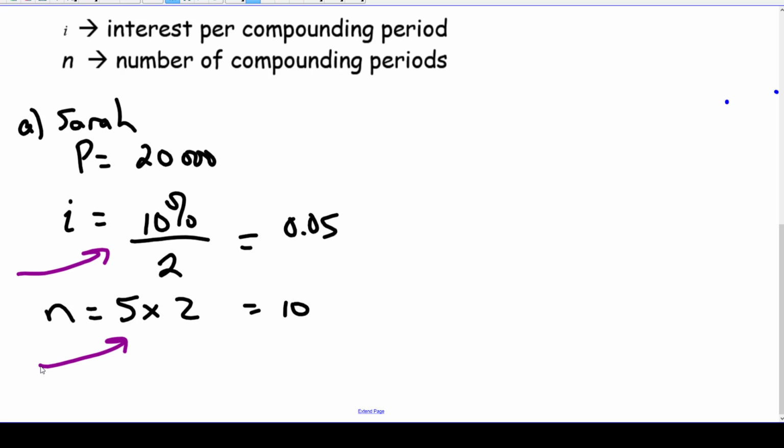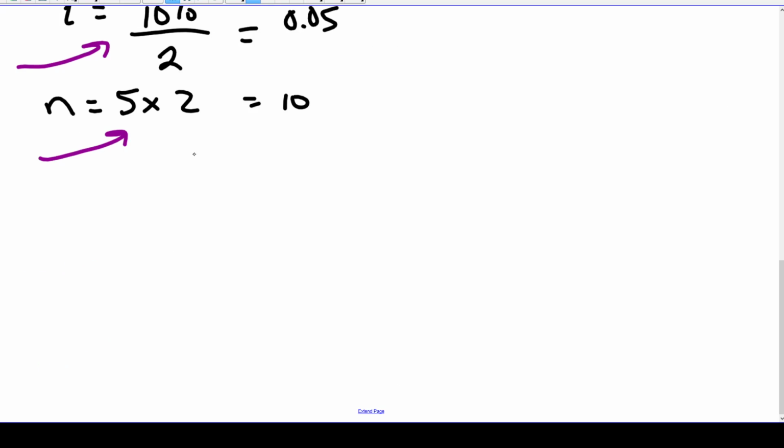I'm sorry I'm repeating myself over and over again, folks, but a source of a lot of frustration for me is students multiplying I by 2 and dividing N by 2 because they don't remember how they work. If you can get past that, you won't have any problems at all. So let's put everything into our formula now. So this is Sarah's amount.